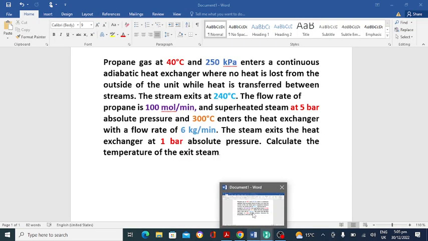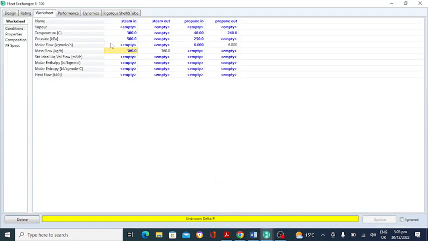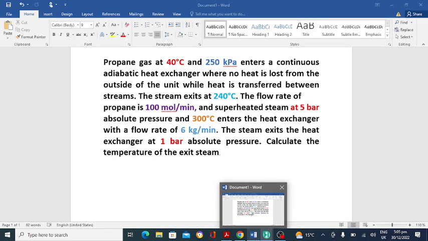Now the steam exits the heat exchanger at 1 bar absolute pressure. The outlet pressure of the steam is 1 bar, which is equal to 100 kilopascal. So the steam outlet pressure is 1 bar absolute pressure.